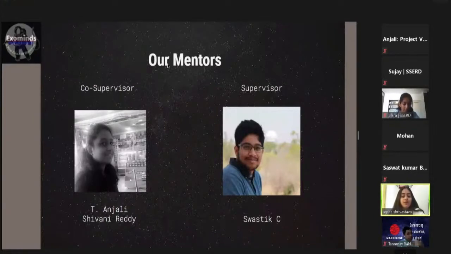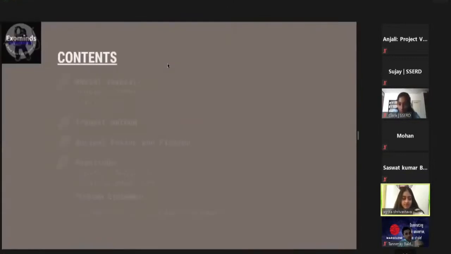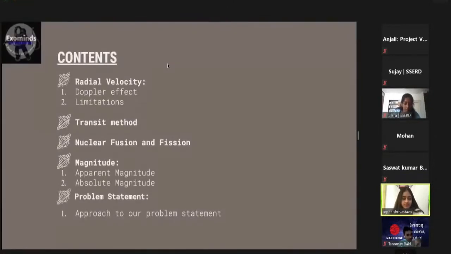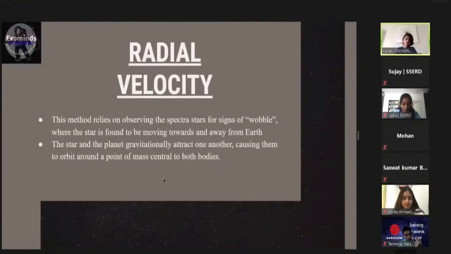Now, we will be taking you forward through our progression in the project, starting with a few initial topics we were introduced to. So the first topic that we want to introduce you to is the radial velocity method of detection of planets.